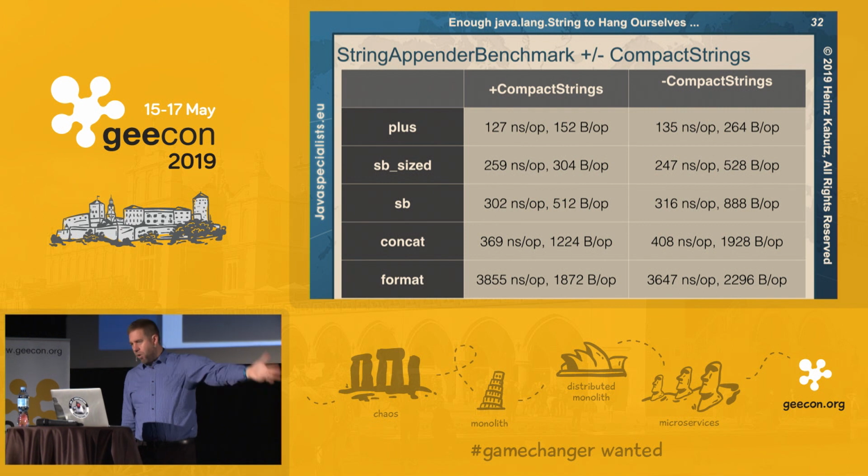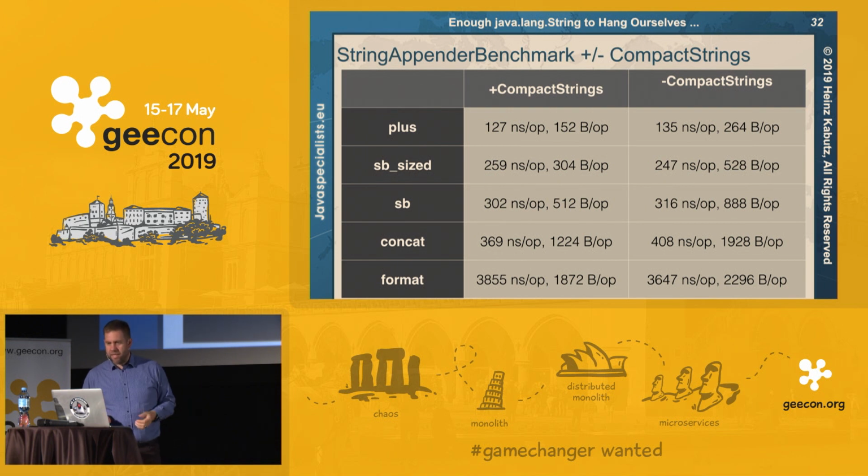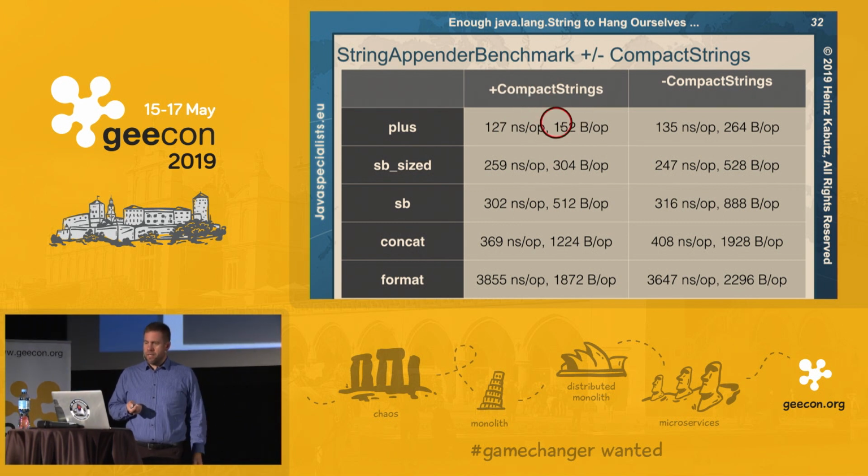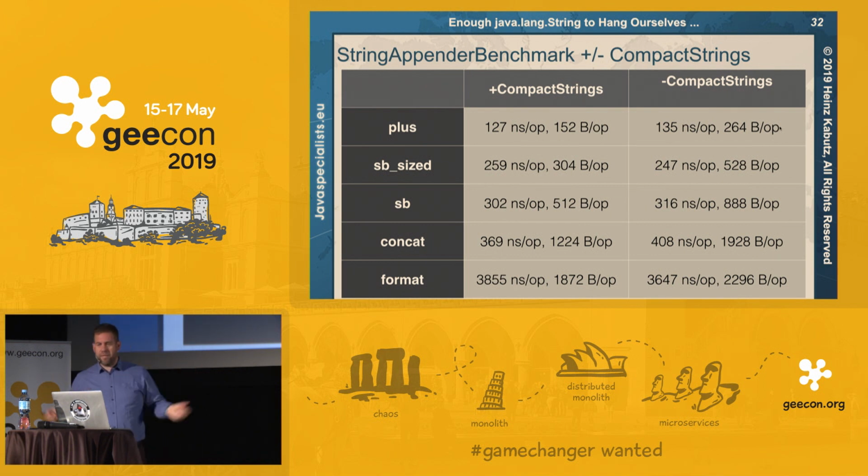With compact strings off and on, there is a difference. And the difference is mainly the number of bytes that are allocated. So you can see in the plus, for example, the top one, if I've got compact strings on, this is with Latin strings, it's 152 bytes per operation, whereas with compact strings off, it's 264 bytes per operation. So there's a difference in how many bytes are being allocated.